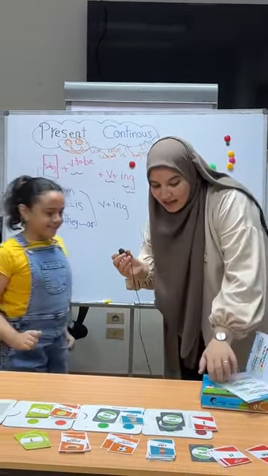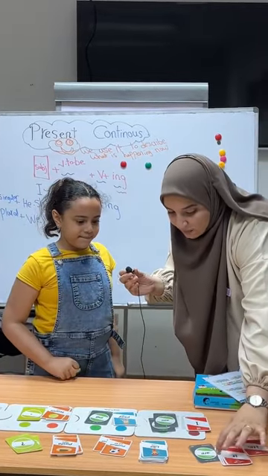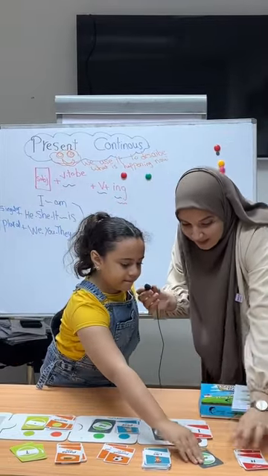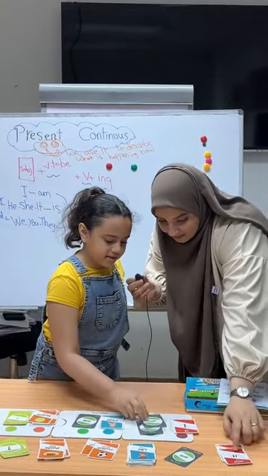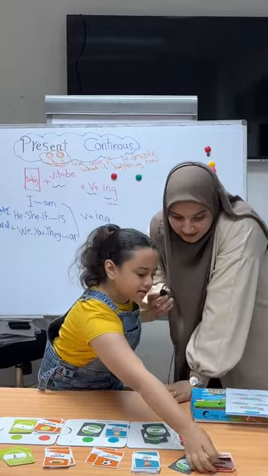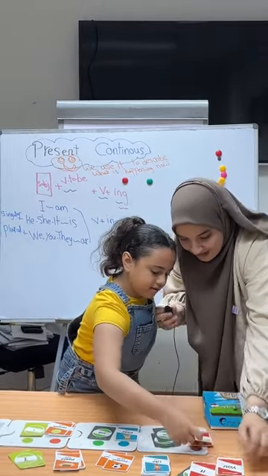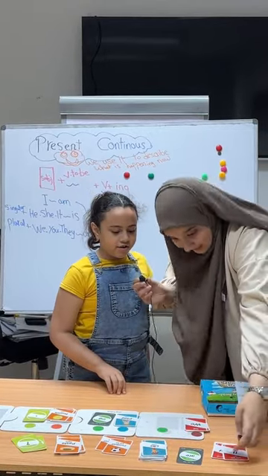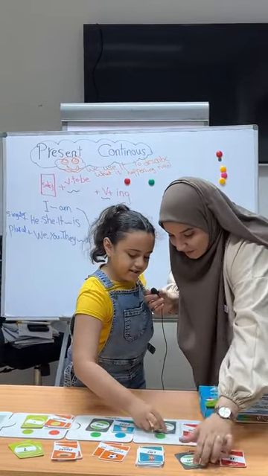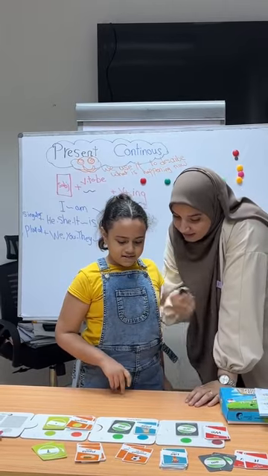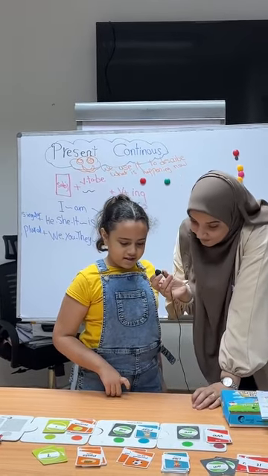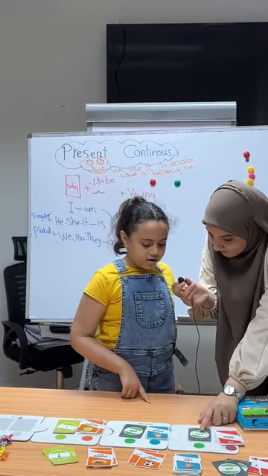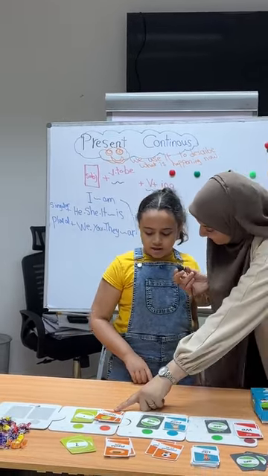Can you change the first subject with we? We, red color. Here. Okay, we, am or is or are? Are. Okay, we are. Can you read the full sentence? We are playing tennis.